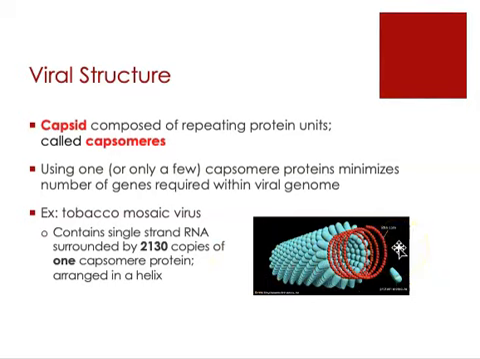This virus has been researched quite a bit. We know, for example, that it contains one strand of RNA as its genetic material. That's what you're looking at in red. And it is surrounded by 2,130 individual copies of one capsomere protein. Those capsomeres are arranged side by side in this helical structure. This viral particle, because it only needs to have code to build that one particular protein, has a very small number of genes, a very small genome, which is very easy for a host cell to replicate.